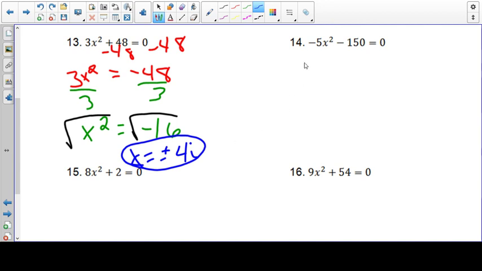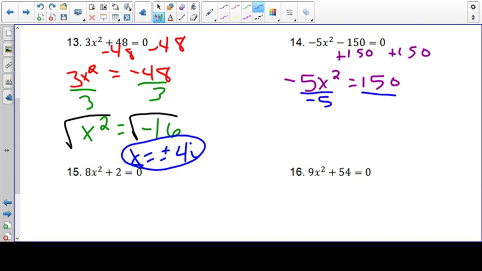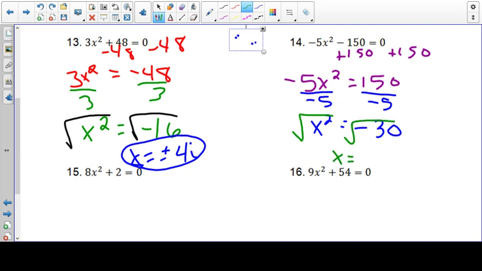So let's try number 14. So first, I'm going to add over this 150. So I have negative 5x squared equals 150. Divide both sides by -5. I get x squared is equal to -30. Square root both sides. x is going to be equal to plus or minus i root 30.